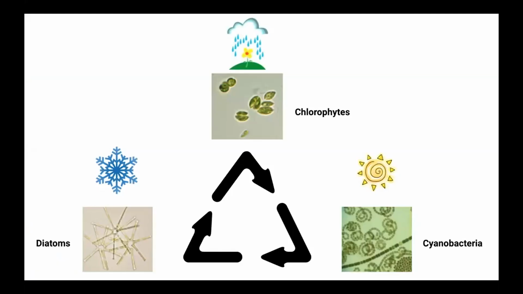So just a little more background. Previous research has shown that the general trend in phytoplankton succession is that we tend to see diatoms in the winter, chlorophytes in the spring, and cyanobacteria in the summer.